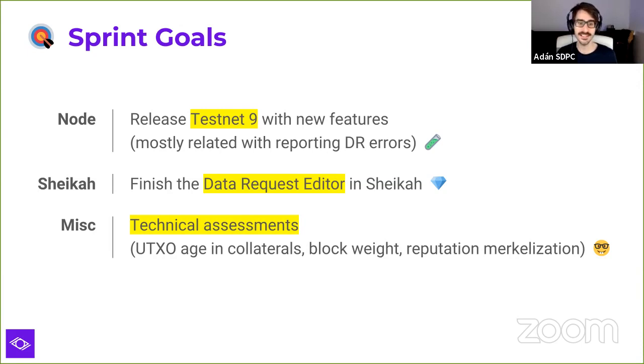And in other aspects, we had a huge amount of technical assessments. This is something that happens quite often, that we devote some sprints more into deciding how the next weeks are going to be like, and planning and making some assessments and taking some decisions. And then other sprints are more focused on executing those decisions. In this case, we had things to figure out regarding what we wanted to do with some specific parts of the collaterals features, and also about the block weights, how to weight transactions inside blocks, and so on.